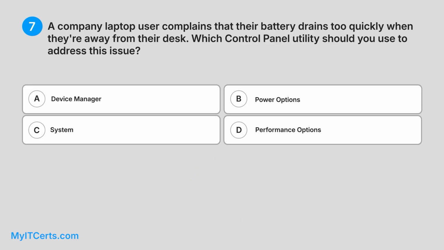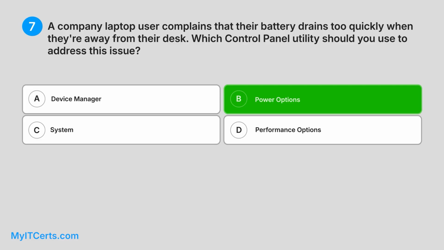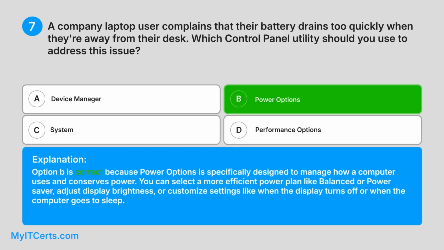Correct answer, B. Power Options. Explanation. Option B is correct because Power Options is specifically designed to manage how a computer uses and conserves power. You can select a more efficient power plan, like Balanced or Power Saver, adjust display brightness, or customize settings, like when the display turns off, or when the computer goes to sleep.